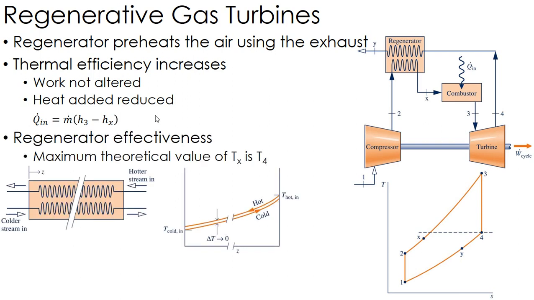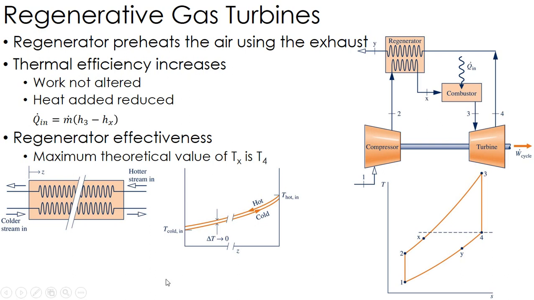Now, there's something called regenerator effectiveness. Now, in an ideal regenerator, the maximum theoretical value of Tx is T4. And what I'm saying here is I can only heat up what's going into the combustor as high as what's coming out of the turbine, right? So if I'm dumping out of the turbine at 300 degrees Celsius, there's no way for me to heat up any past that 300. So the best case is when T4 and Tx are the same, okay?